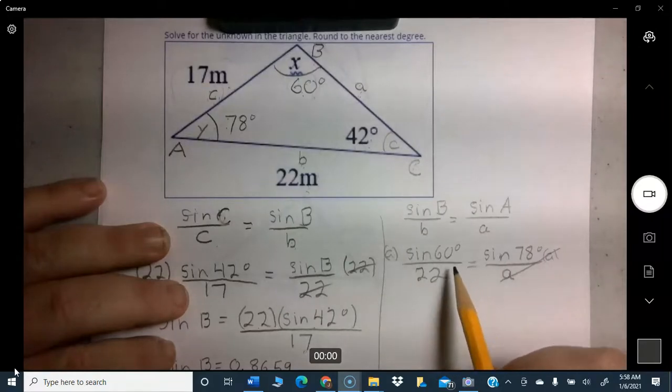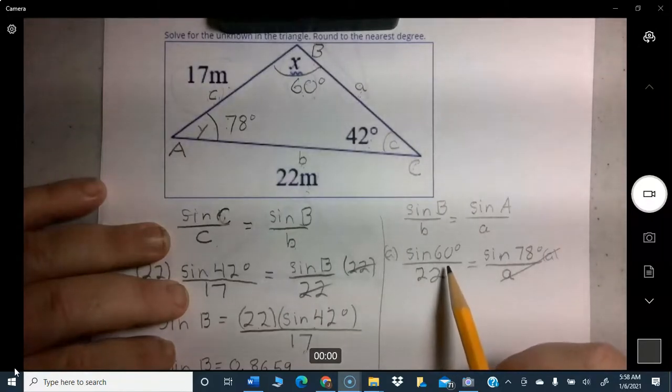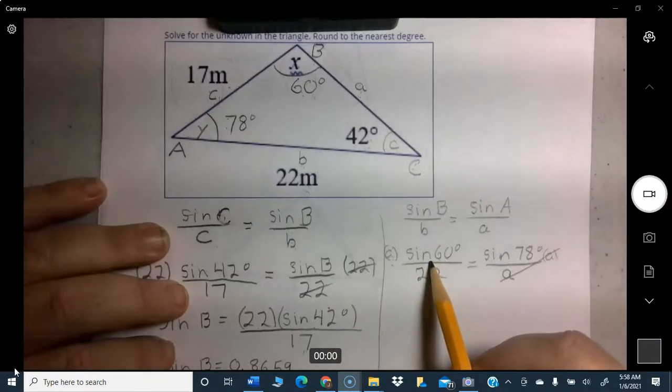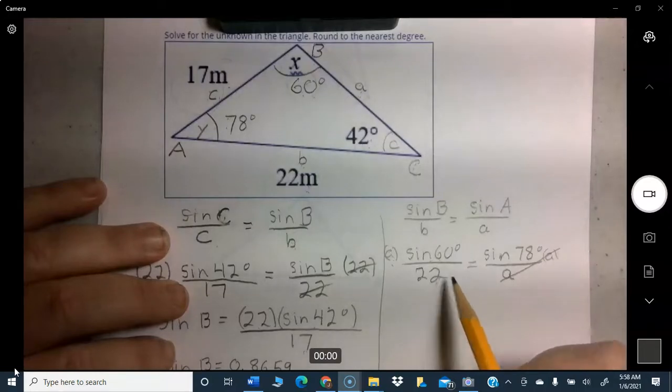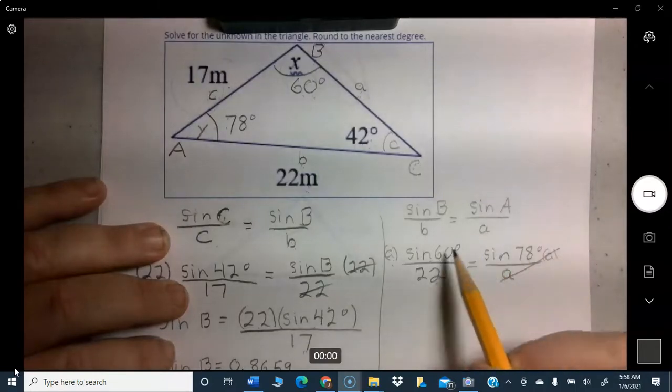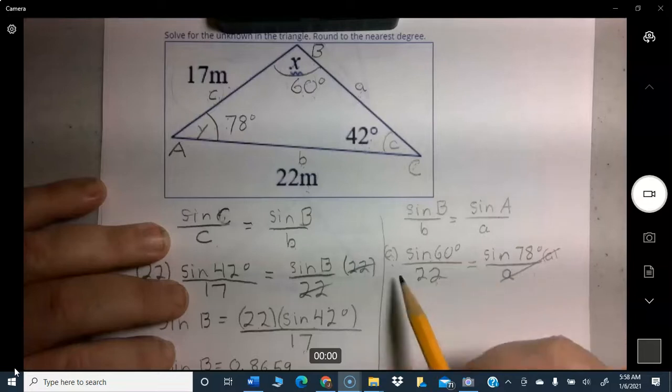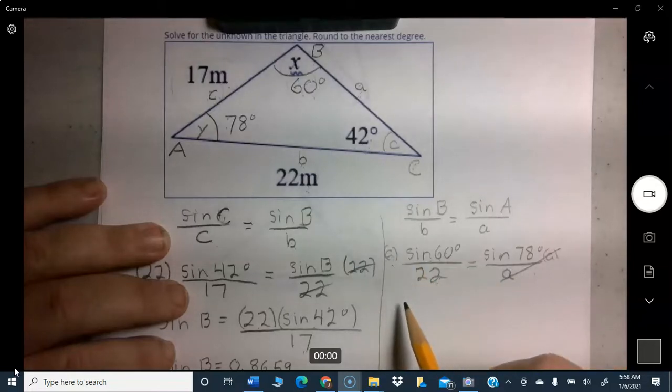I'm going to do this all in one step. I hope I'm not faking you out. I want to get A by itself. So I'm going to divide by sine of 60 and I'm going to multiply by 22 all in one step. That means the 22 is going to come up here and the sine of 60 is going to come down here, and then I'll have A all by itself. Okay, if you need help on that, come to office hours.